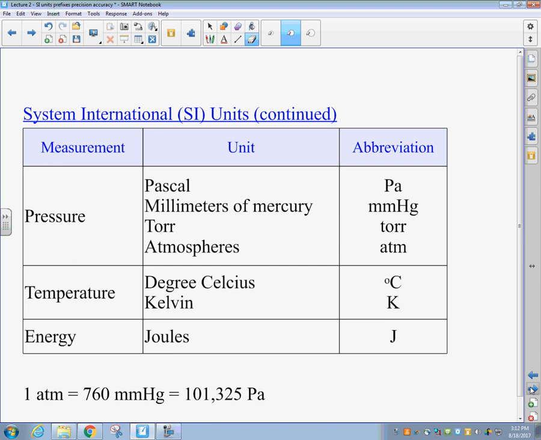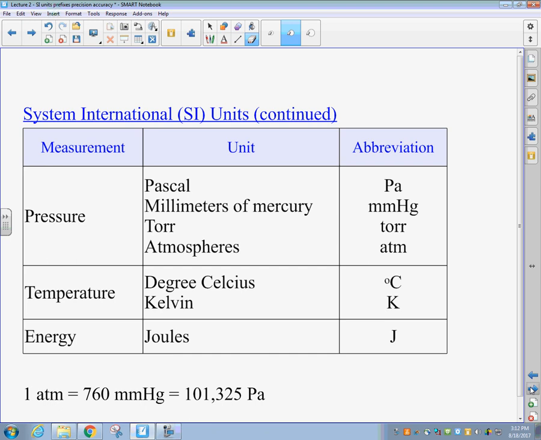For those of you that aren't familiar with the concept of pressure, pressure is defined as a force exerted over a given area. An example of this would be when you inflate your bicycle tire or your car tire. You are adding air. Air exerts a force over a given area on the inside of the rubber tire there.